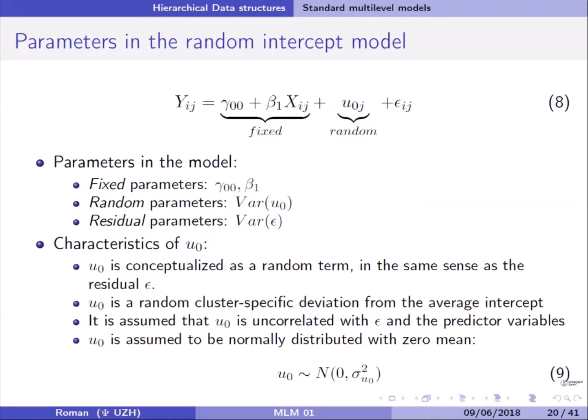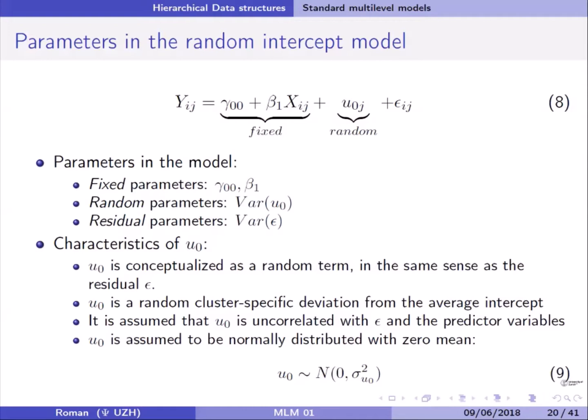Our fixed parameters are gamma 0,0 and B1, the slope. So the fixed intercept tells us the average score, the expected value of y when all predictors are 0. This pays no regard to the cluster. Same with the slope here. This is the relationship between the x and the y variable regardless of cluster. The random parameter here is just the variance of U0. This contains all the deviations each cluster is from the fixed term here, and the variance of it is what we estimate. And then of course the residual parameter as well.